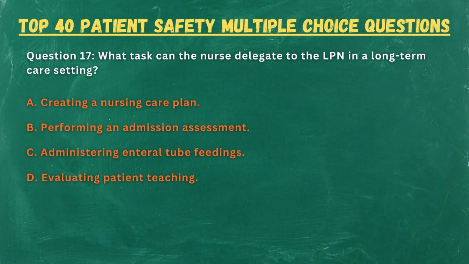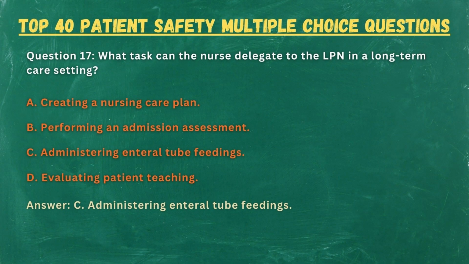Question 17. What task can the nurse delegate to the LPN in a long-term care setting? A. Creating a nursing care plan. B. Performing an admission assessment. C. Administering enteral tube feedings. D. Evaluating patient teaching. Answer: C. Administering enteral tube feedings.